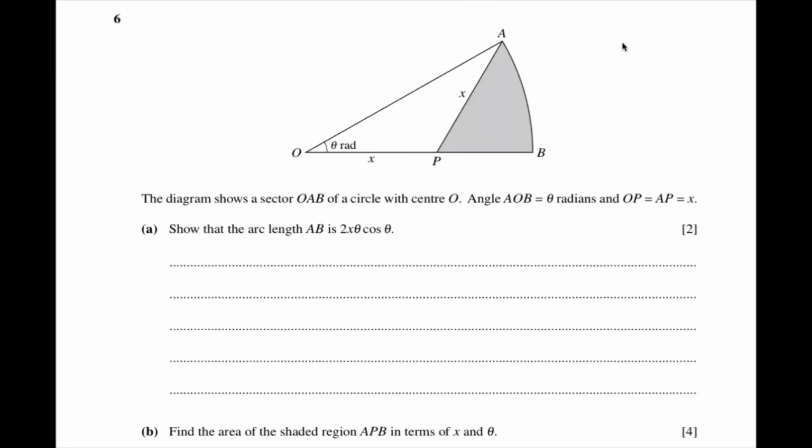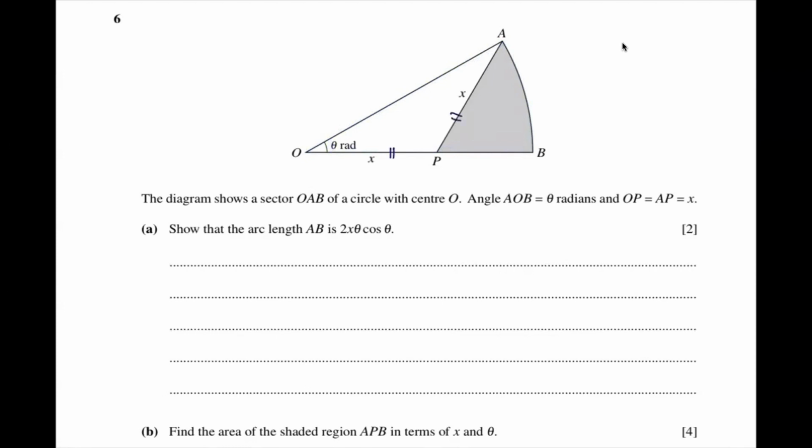All right. Question number 6 is on circular measure. The diagram shows a sector OAB of a circle with center O. So if O is the center of a circle, then OAB is the sector of a circle. The radius is OA or OB. Angle AOB is theta radian, and OP and AP are equal to x.